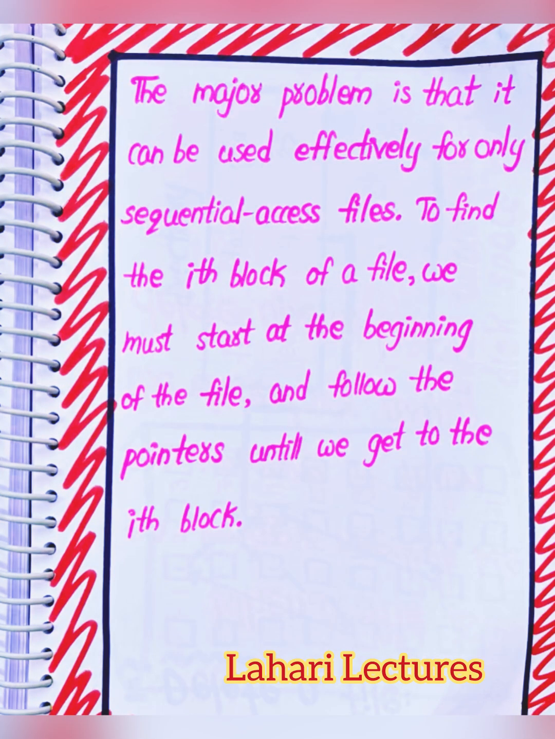The major problem is that it can be used effectively for only sequential access files. To find the ith block of a file, we must start at the beginning of the file and follow the pointers until we get to the ith block. This is the diagram of linked allocation of disk space.